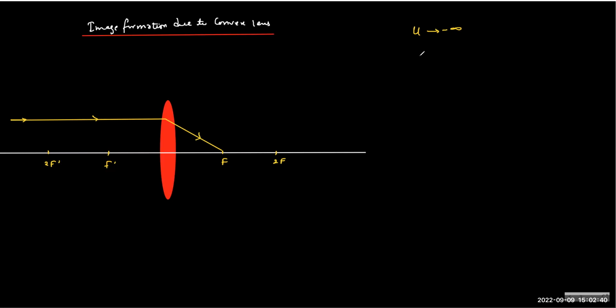So the image will be, quickly tell me, point size and real. And it will be at F, real, inverted and highly diminished.